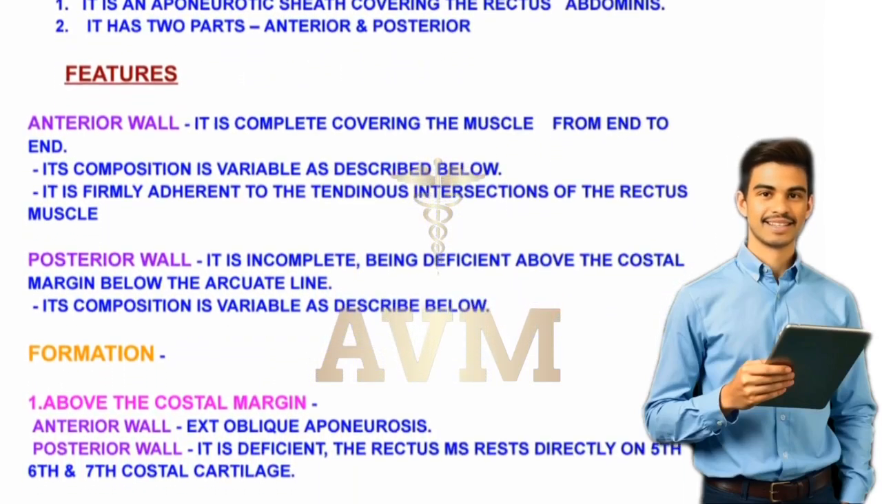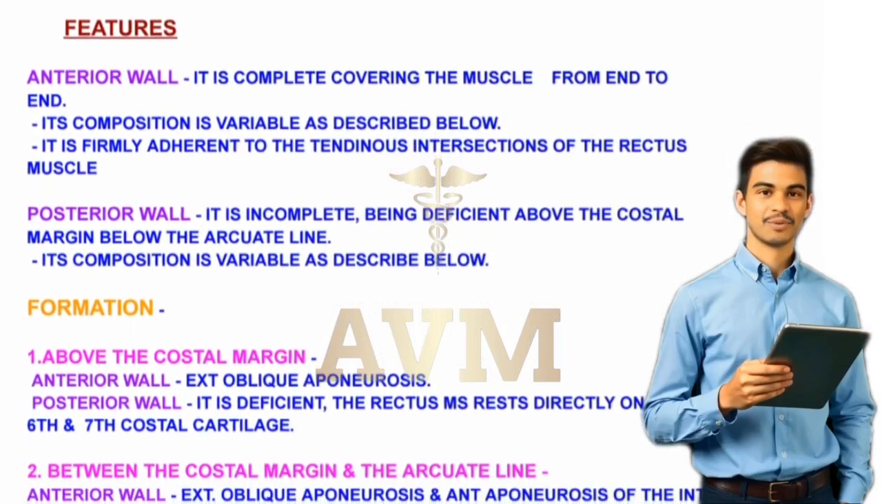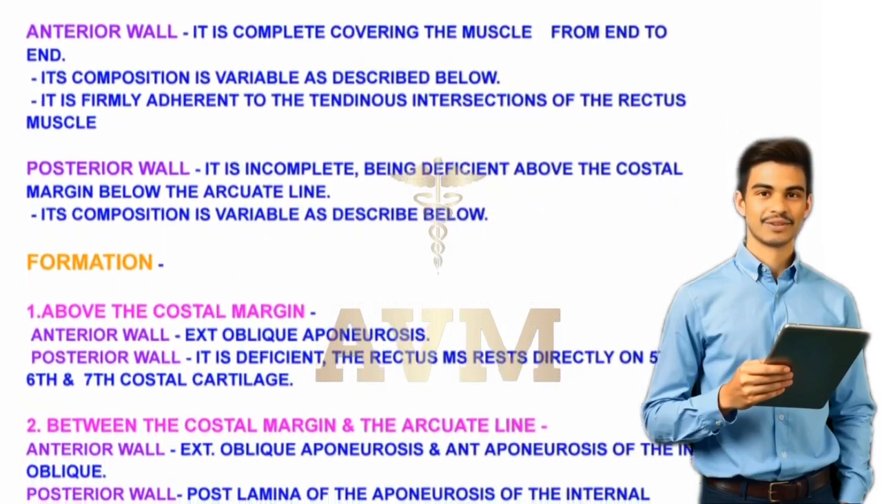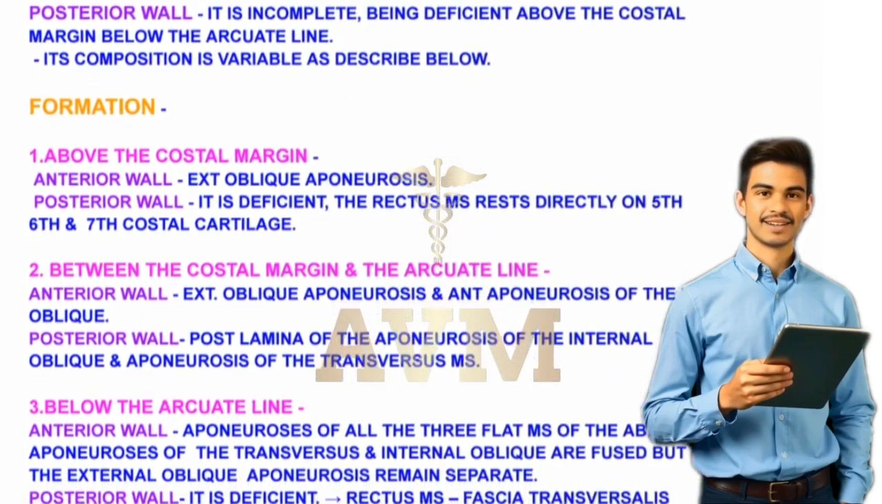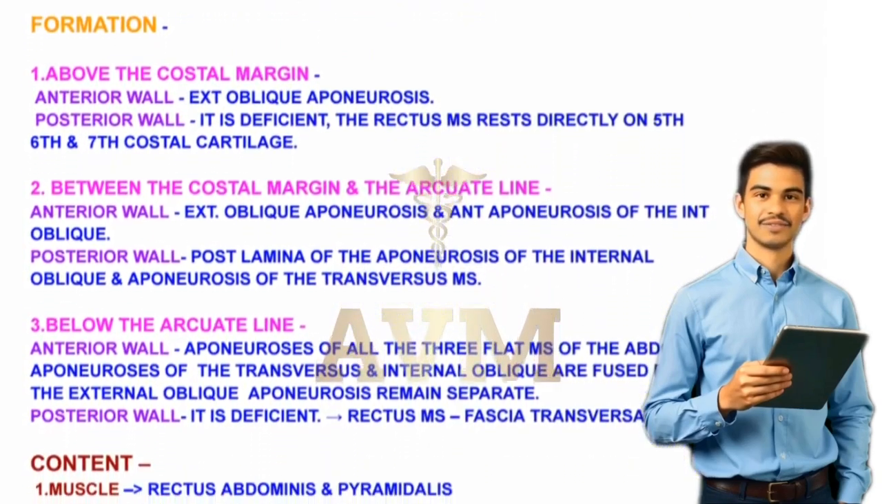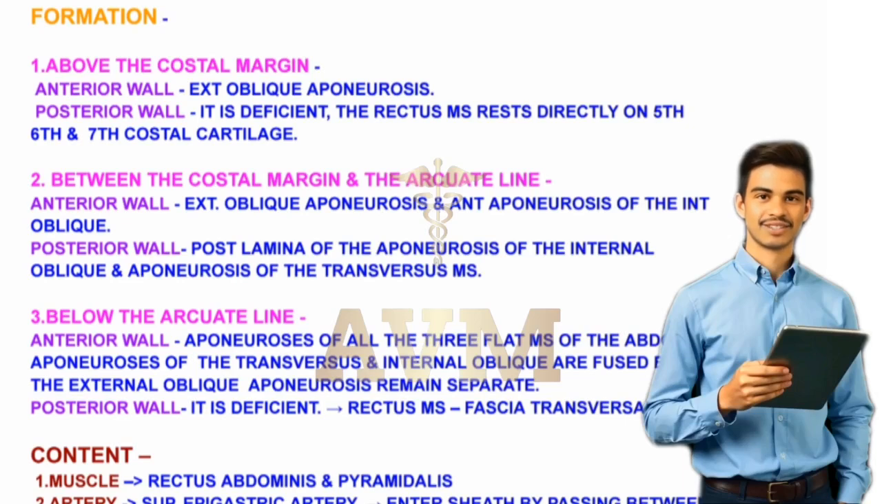Posterior wall. It is incomplete, being deficient above the costal margin and below the arcuate line. Its composition is variable as described below. Formation. First, above the costal margin: anterior wall, external oblique aponeurosis; posterior wall, it is deficient. The rectus muscle rests directly on the 5th, 6th and 7th costal cartilage.